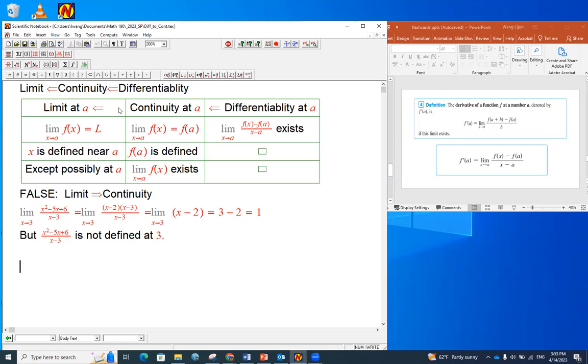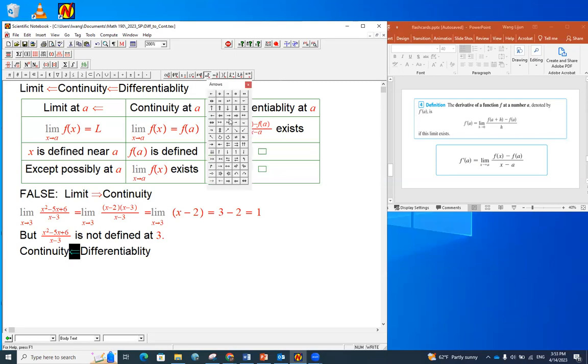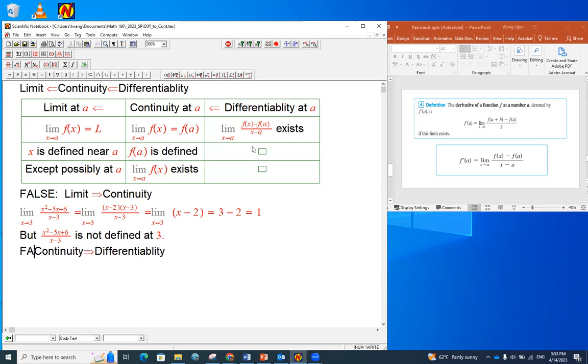The next one is continuity to differentiability. We know differentiability leads to continuity, but if we reverse this, that will be false again.